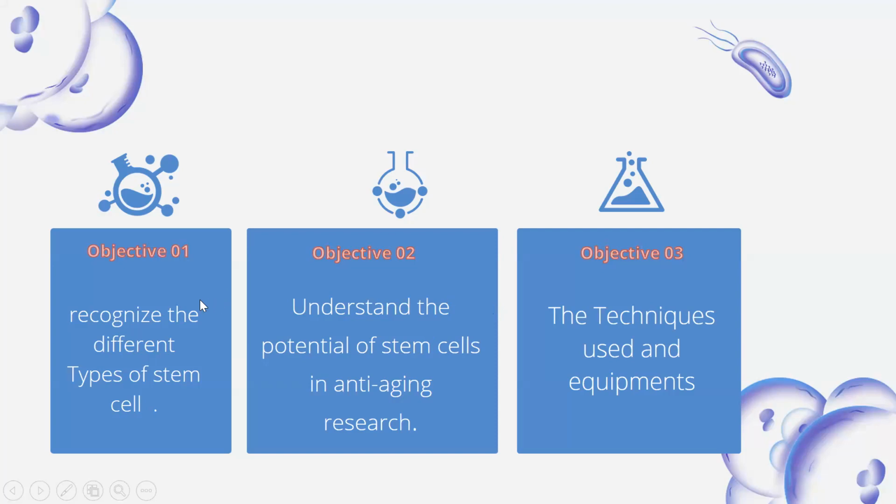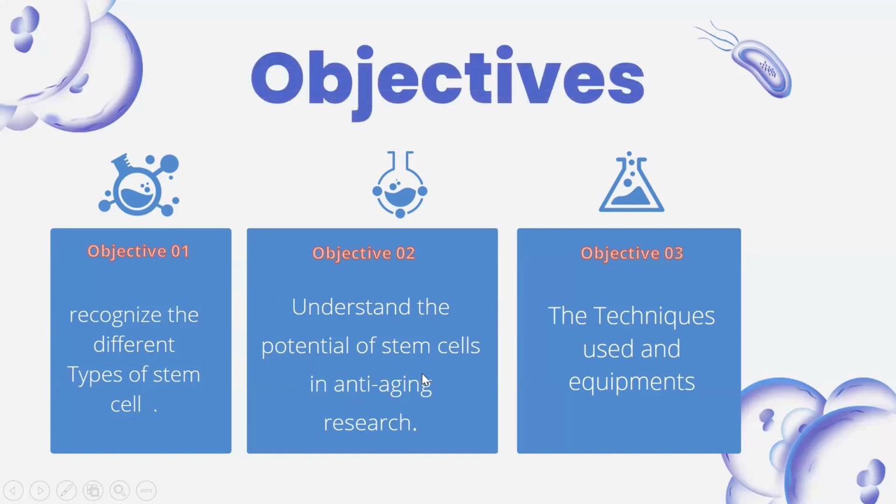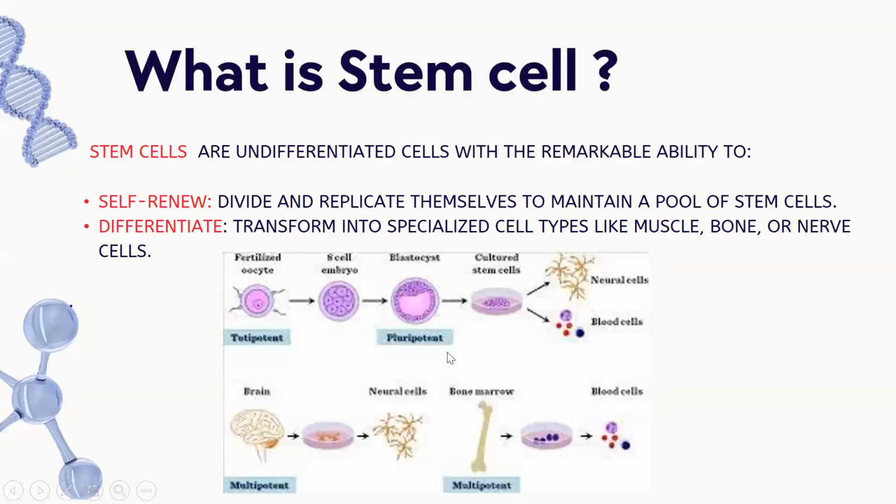I have three categories of objectives. First of all, to recognize the different types of stem cell. The second one, to understand the potential of stem cells in the anti-aging process. And the third one, what are the techniques and the equipment that I'm using to help us use this kind of stem cell.